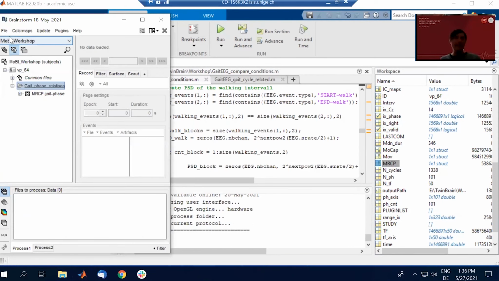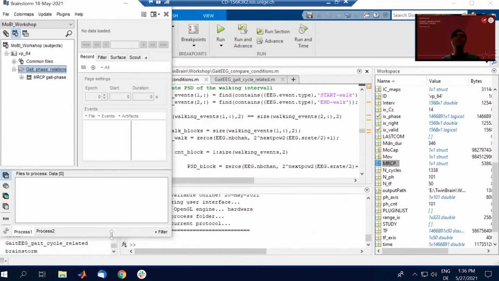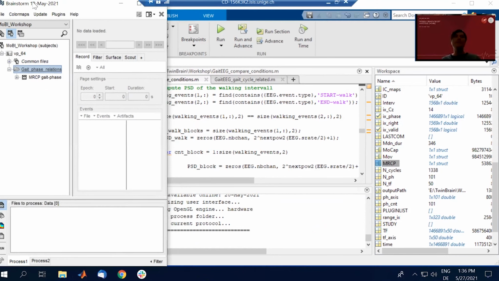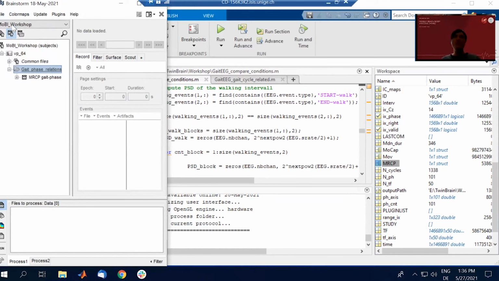I prepared something, but let's start from scratch. I really do. So this is the small window. This is the GUI. And when you start from scratch, let's really start from scratch. We make a new protocol.